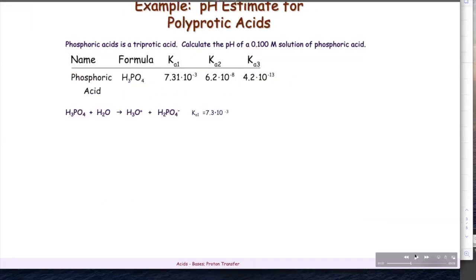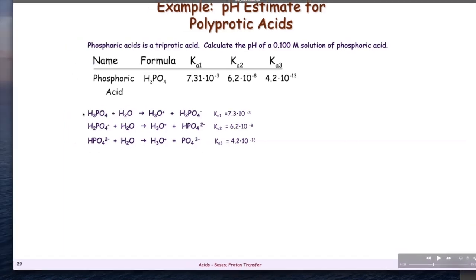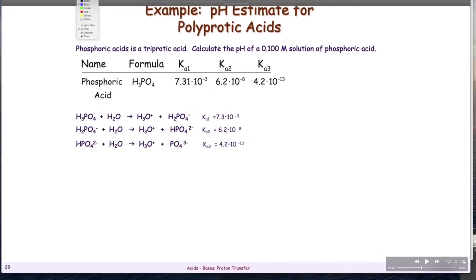Okay, so here's phosphoric acid. This is a good example to go over. Phosphoric acid has three ionizable hydrogens. The first Ka is 10 to the minus 3, the second one is 10 to the minus 8, and the third one is 10 to the minus 13. If the question was simply, give me the pH of this solution, all I need to do is solve this equilibrium right here, and I would be done.